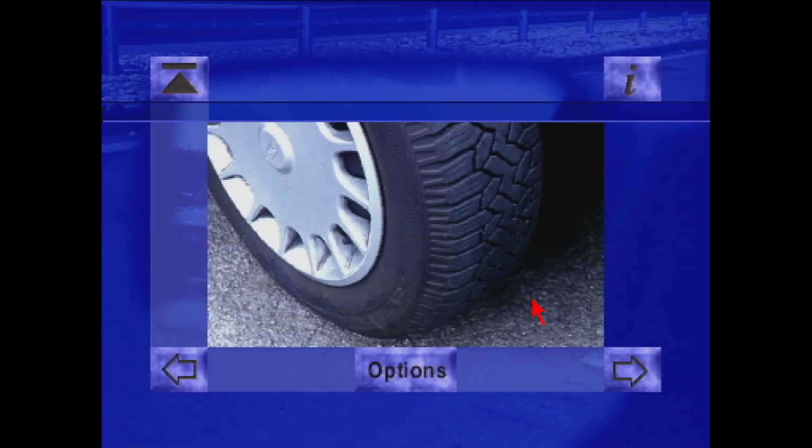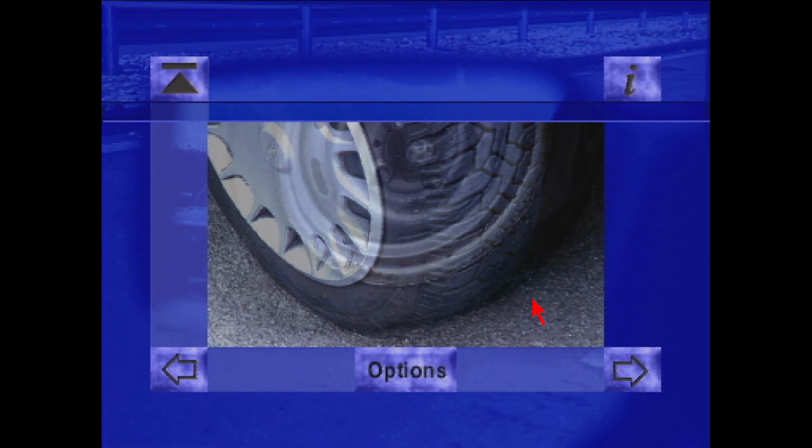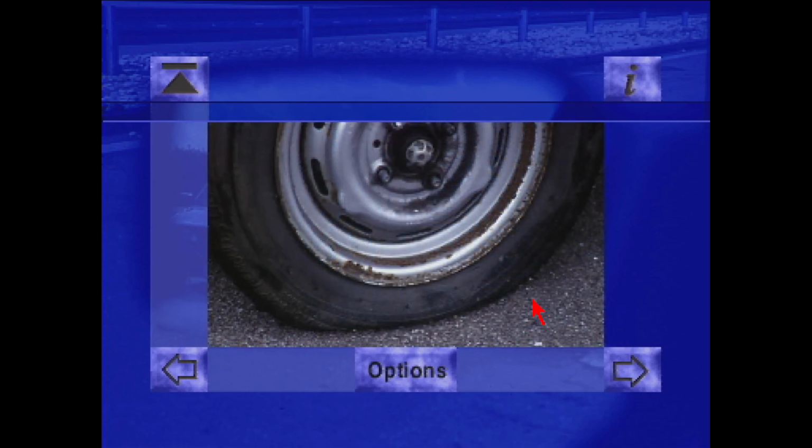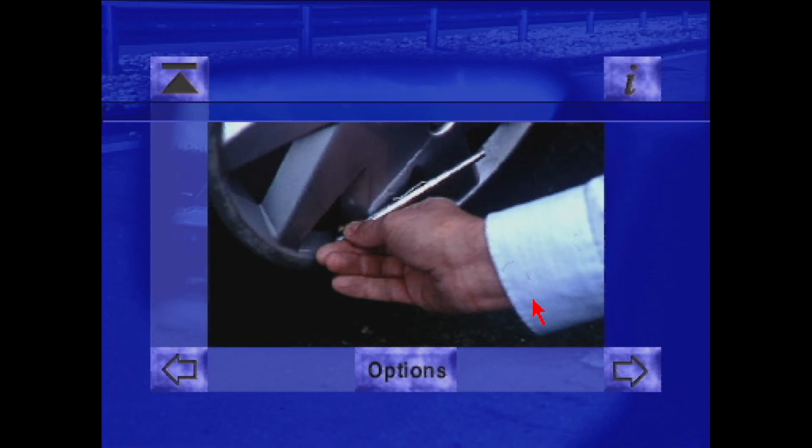Tyres perform at their optimum only when they're at the right pressure for the load they're carrying. Incorrect pressures reduce road holding, upset handling, spoil ride comfort and increase wear. Check your tyre's pressures, including the spare, at least once a week and when the tyres are cold.